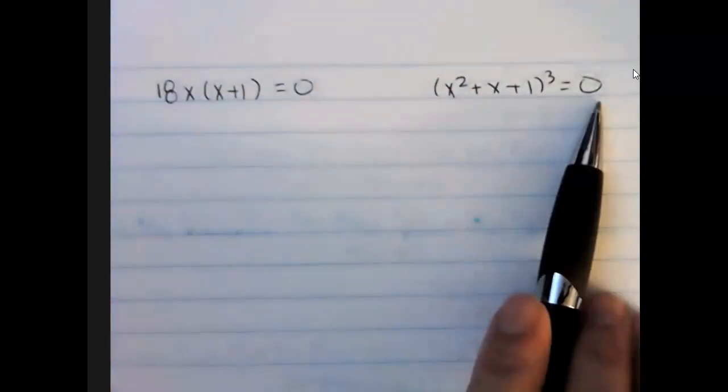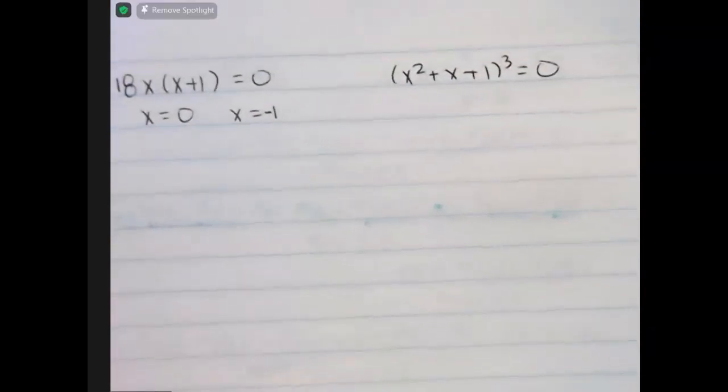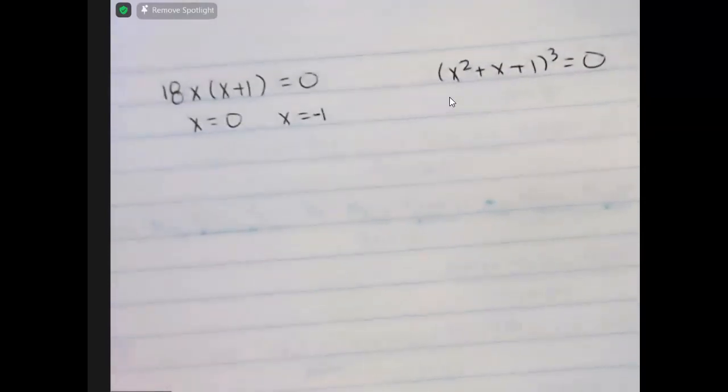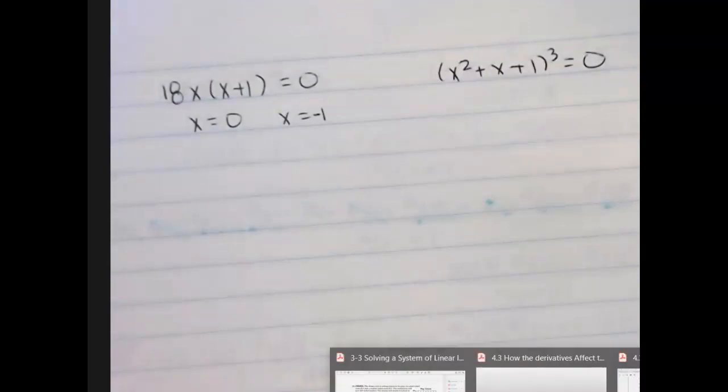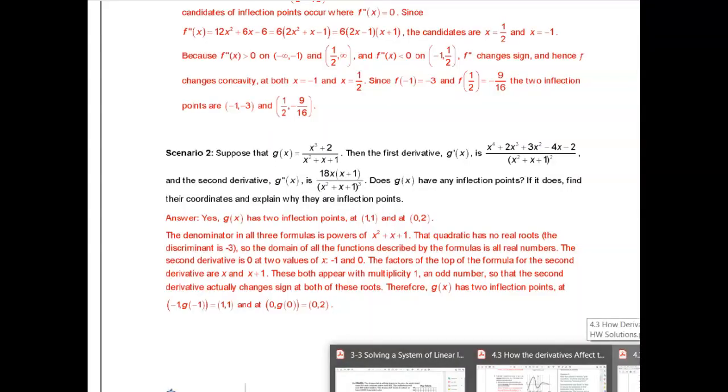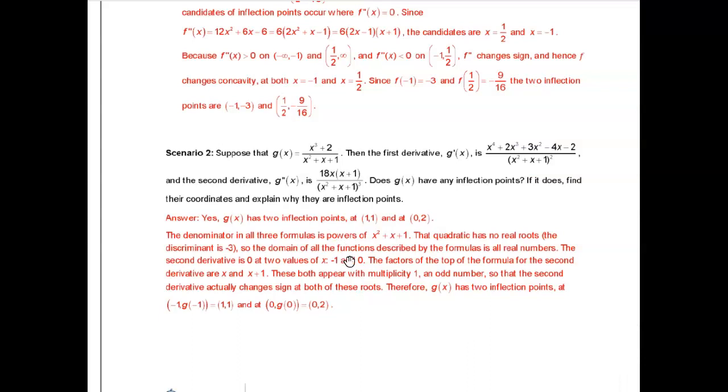So to do that problem, you would set your tops and bottoms equal to 0. So that would give you x equals 0, x equals -1, and okay, so I believe that's pretty much kind of like what they had.